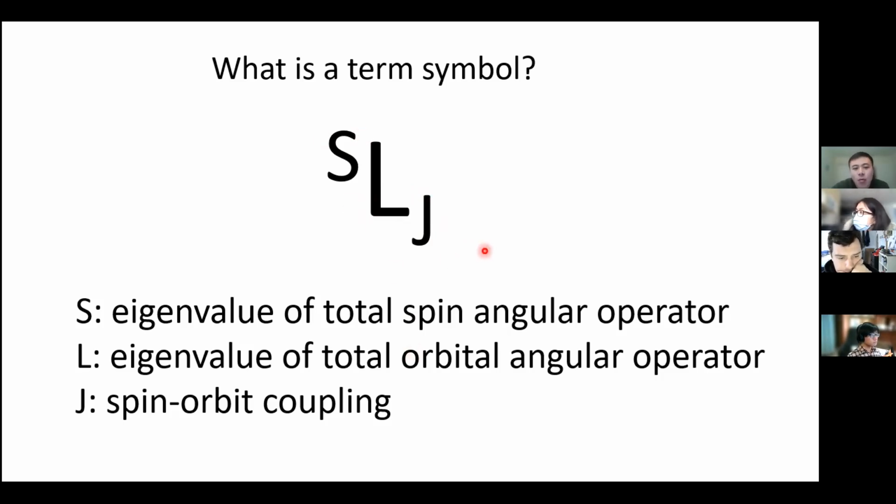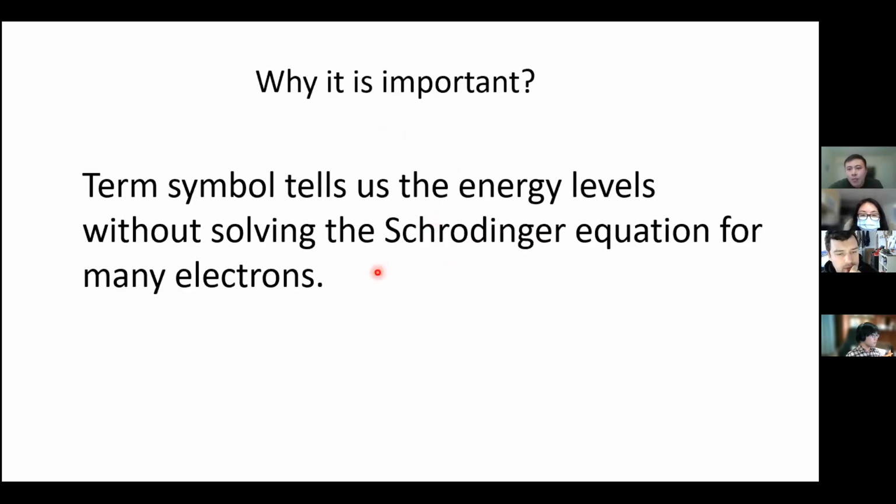So this is the term symbol, and we may ask why this is useful. It looks very simple, with only three items, so why do we want to spend so much time studying and understanding it? What's the benefit? Why is it so important? I tried to capture the essence of the term symbol in my own language, but in case it's not comprehensive, I'll update this expression later. At this point, I would say the term symbol is so powerful because it can directly tell us the energy levels without solving the Schrodinger equation for many electrons.